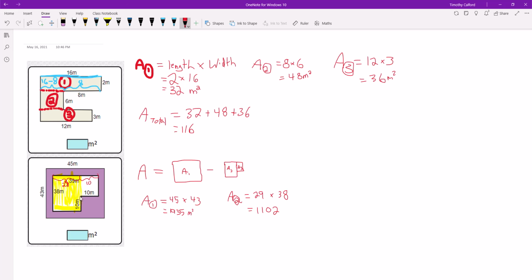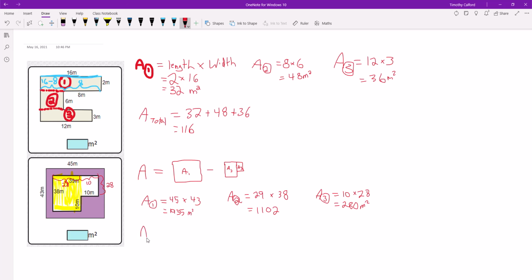Area 3 is that 10 by, and I'm going to need to figure this out. And in the same way, I'm going to take 38 the whole way down minus 10, and I'm going to get that that is 28. So area 3 is a 10 by 28. And anything times 10, just move the decimal or add a 0. So that's 280 square meters.